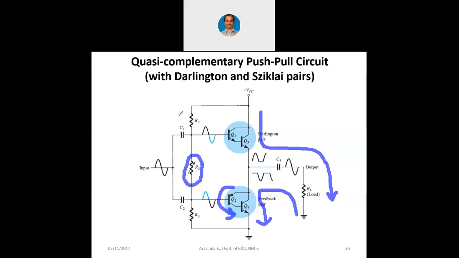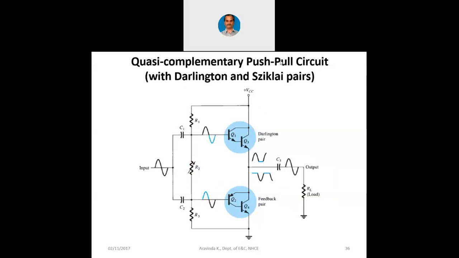So this is another example of a quasi-complementary push-pull circuit. This also comes under class AB only, but the only difference is that instead of the Darlington pair we are using the Sziklai pair, which is a combination of PNP and NPN. Now in this case we are using this type of Sziklai pair. Actually one more type of Sziklai pair is also possible. This way also it is possible.